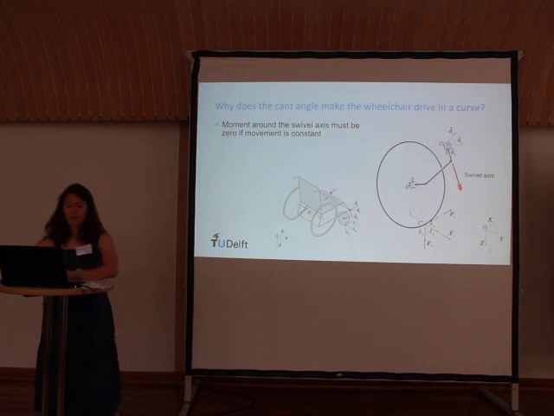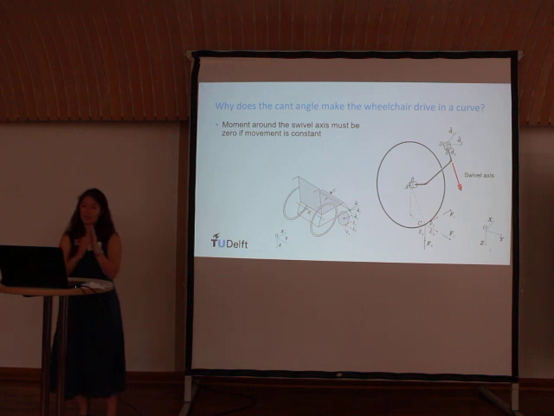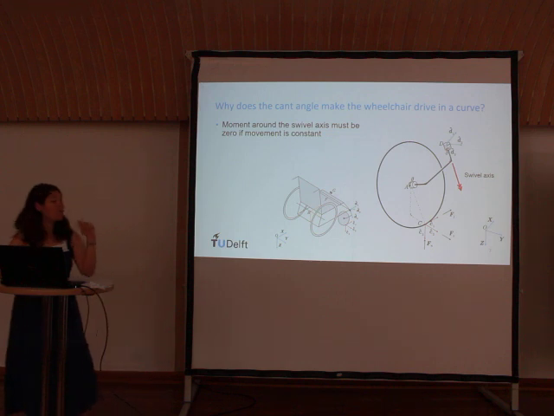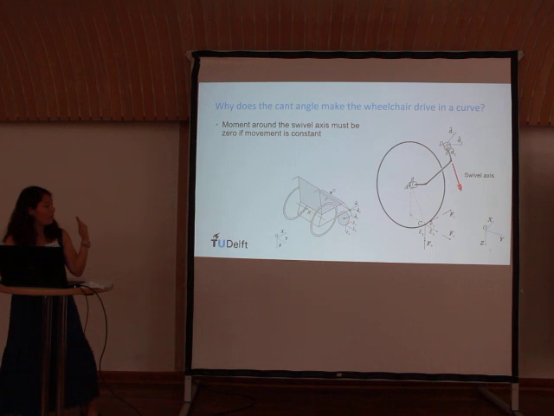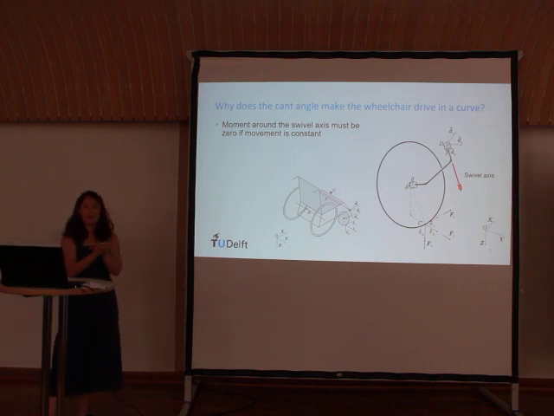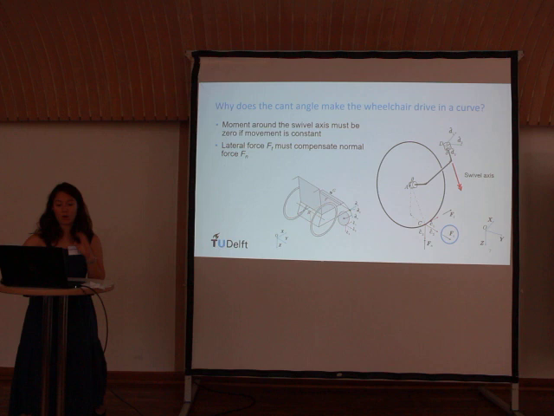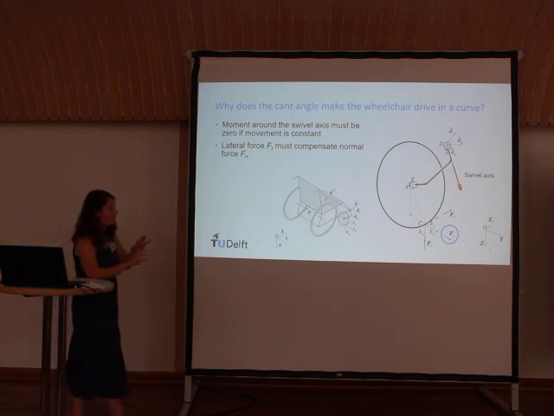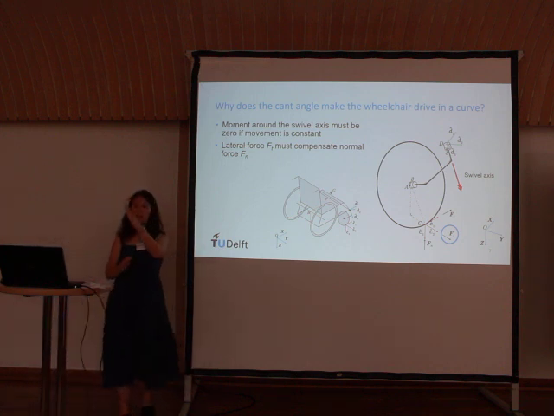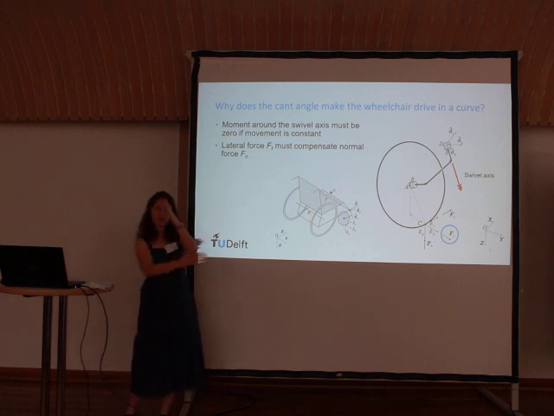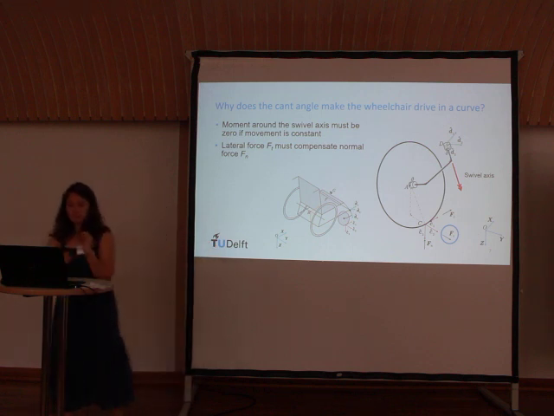So this design in particular, we mostly take advantage of that cant angle, so taking the wheel and then putting it at an angle. The movement around that swivel axis needs to be 0 if we want the movement forward to stay constant. So all of these simulations and experiments are done in steady state forward motion. So therefore, we're only going to look at the lateral force. So if your wheel is at an angle, the lateral force is in the direction perpendicular to the wheel's forward movement.